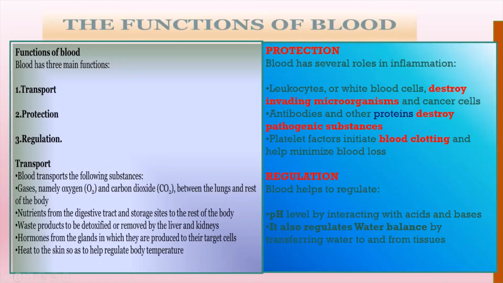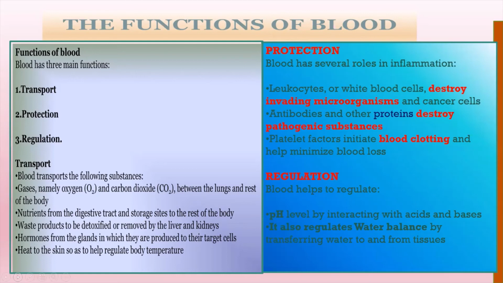So, what are the functions of the blood? The blood has three main functions: transport, protection, and regulation. Transport. Blood transports the following substances: gases, namely oxygen and carbon dioxide, between the lungs and rest of the body, nutrients from the digestive tract and storage sites to the rest of the body, waste products to be detoxified or removed by the liver and kidneys, hormones from the glands in which they are produced to their target cells, heat to the skin so as to help regulate the body temperature.